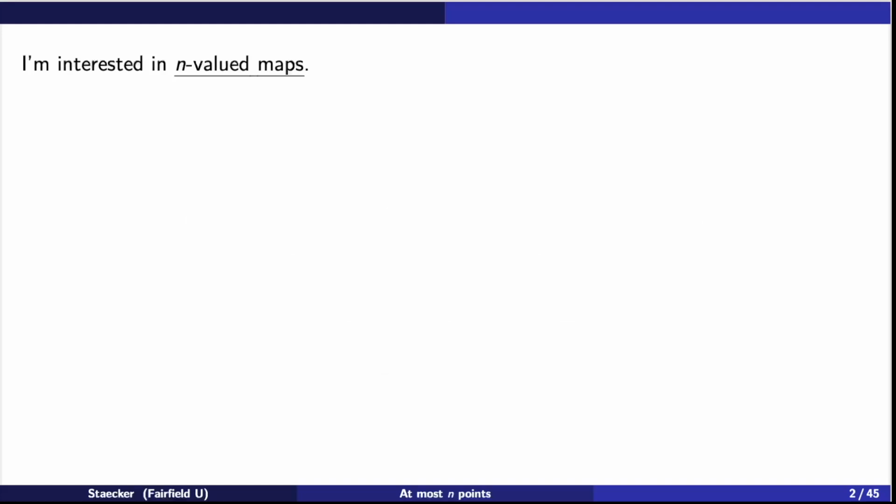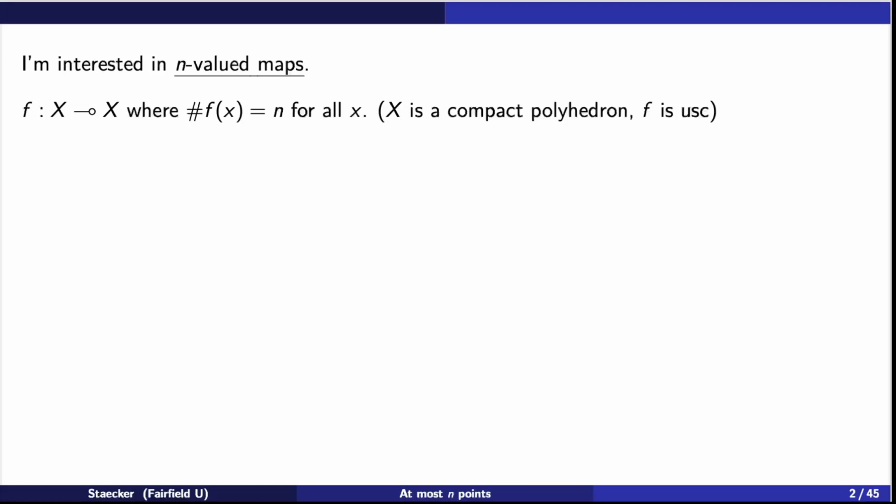So I have been interested lately in what we call n-valued maps. This is a multi-valued function where the number of values equals n, exactly n, not less than n and not more than n. This is called an n-valued map. And everything that I say, the space will be a compact polyhedron, and the map is continuous, upper semi-continuous.